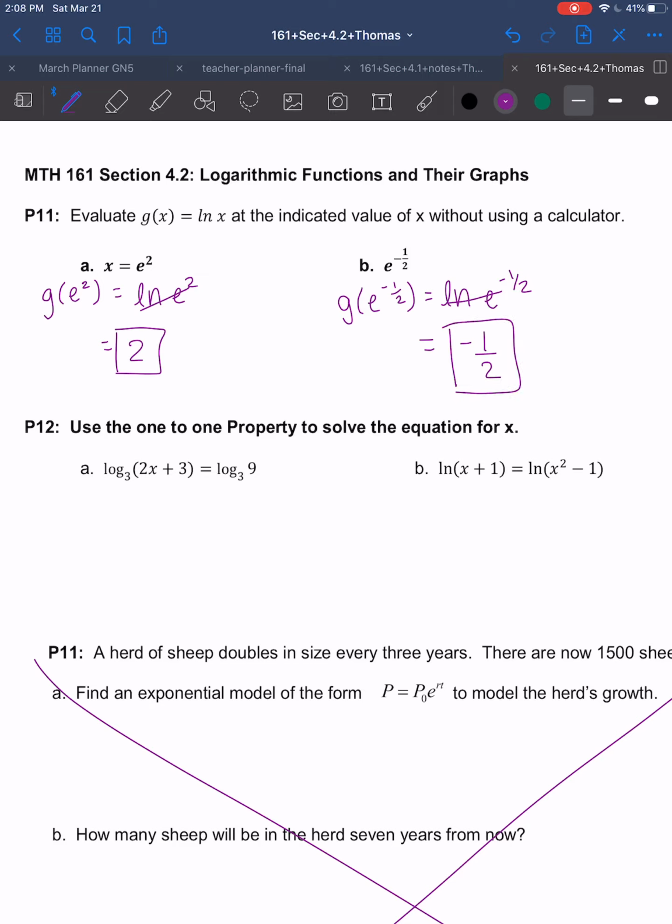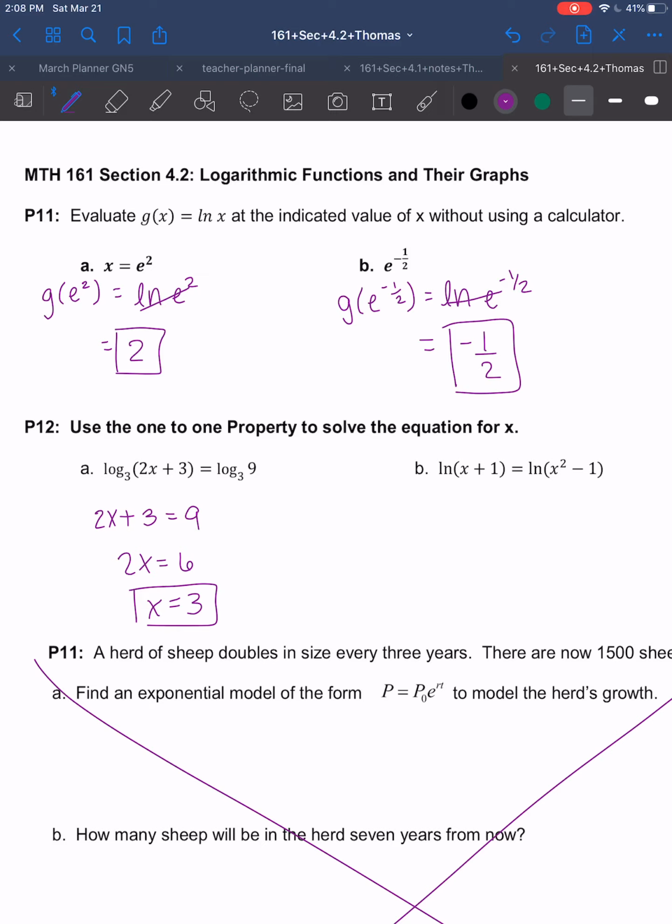And then since here we have the 1-to-1 property to solve the equation for x, so log base 3 of 2x plus 3 equals 9. So since the logs are the same and they have the same bases, you can drop them. So I have 2x plus 3 equals 9. Solve for x. 2x equals 6, so x equals 3. And you probably should check that, but I promise it works.